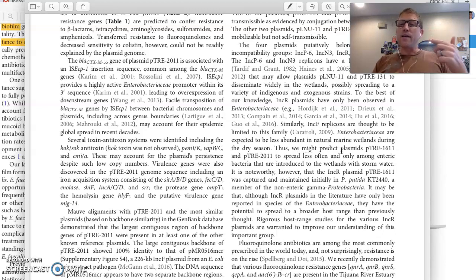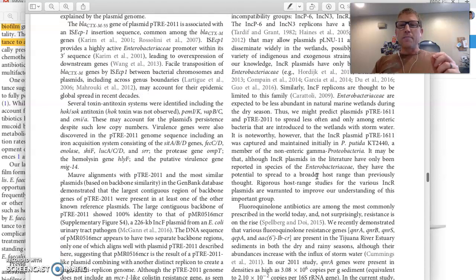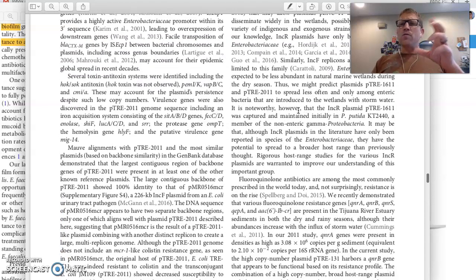Learn to recognize that when you're reading, that this is not a solid conclusion, that yes, plasmids 1611 and 2011 spread less often and only among enterics, but we might predict that based on the incompatibility groups they appear to belong to. And then they want to point out something odd here. It's noteworthy, that's worth going, hey, something's going to be a little different here.